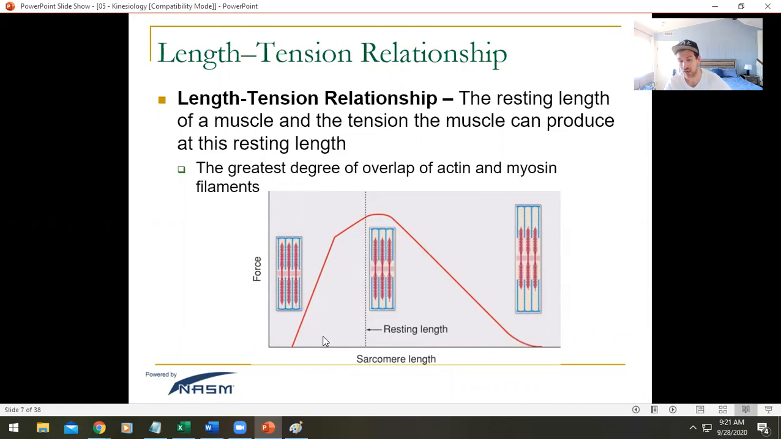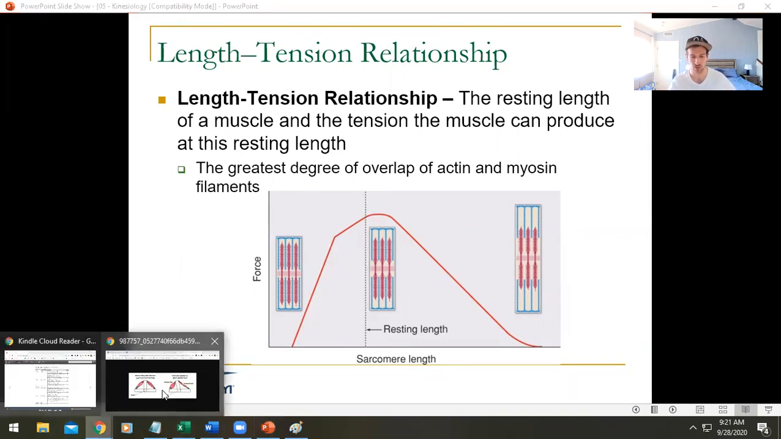So when you are over here, this red line that's moving up and down represents how much force your muscle can generate. So here, very little force. Here, very little force. Here, lots of force. So shortening a muscle more than you are supposed to will result in a weak muscle. Lengthening a muscle beyond what you are supposed to will result in a weak muscle. So we want to have an ideal length tension relationship in every single muscle in our body, right?